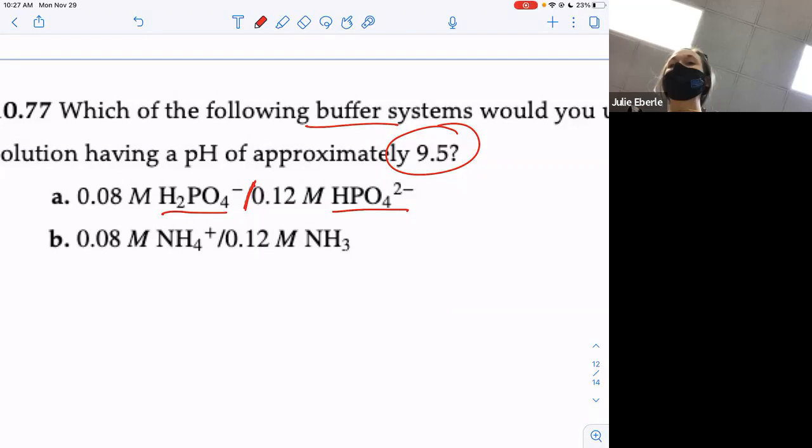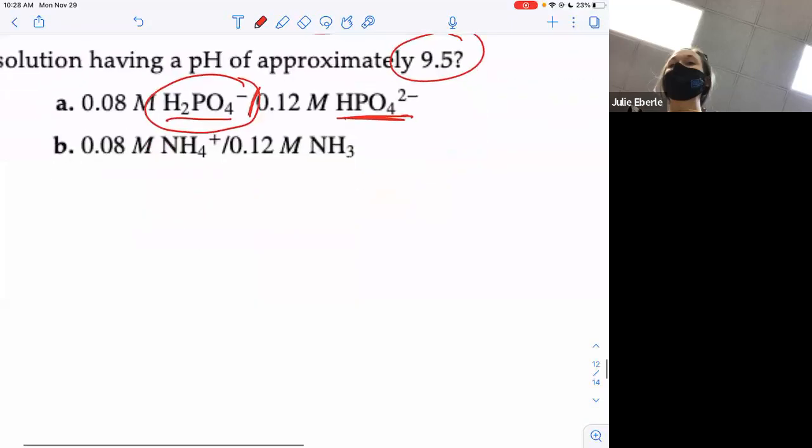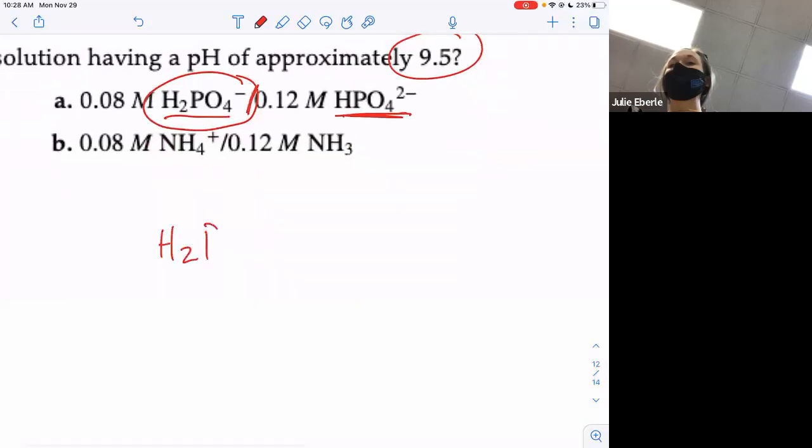Whatever has the what? It's not whatever has the most negative. It's going to be whichever one has the most hydrogens. Okay. This one is going to be the weak acid. This is going to be the conjugate base. You see why? Let's look at this. H2PO4-. So HPO4 2-, this right here, is this substance once it's donated a hydrogen.